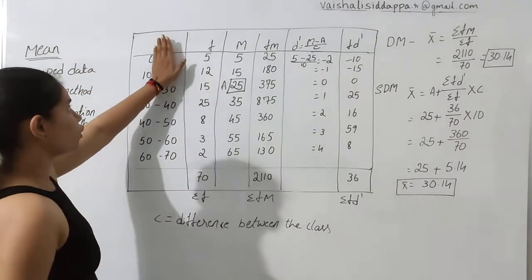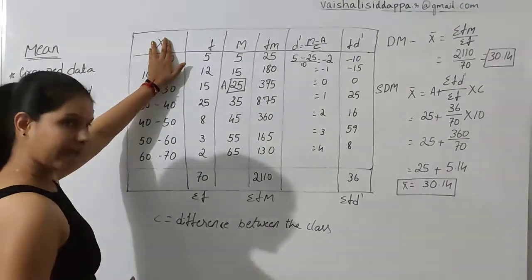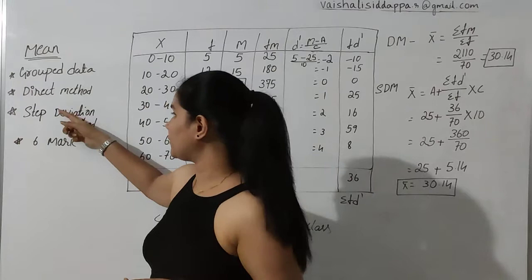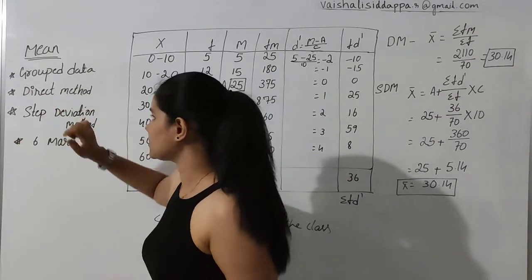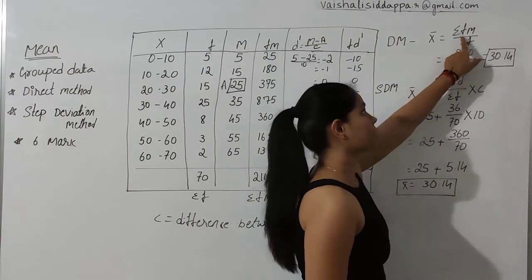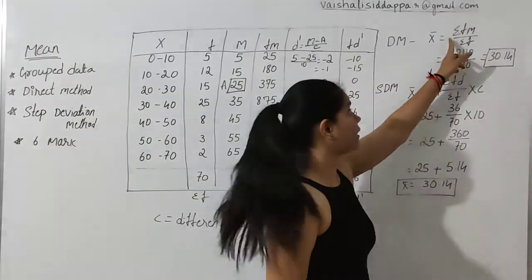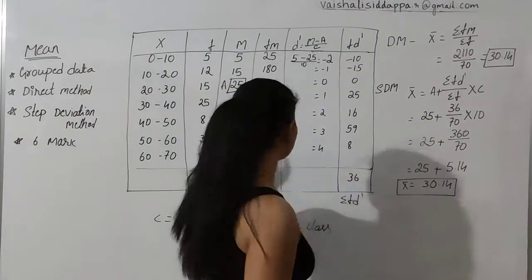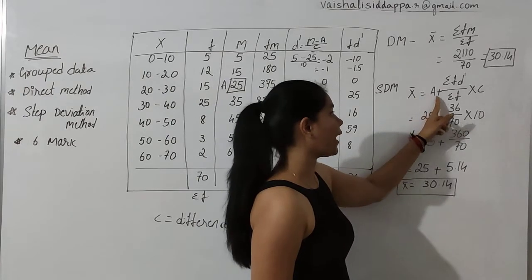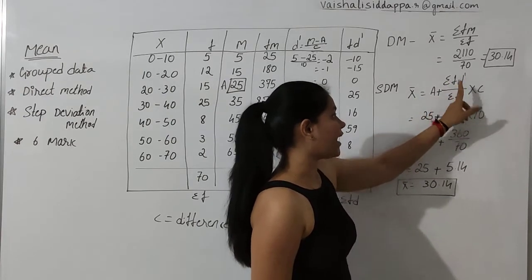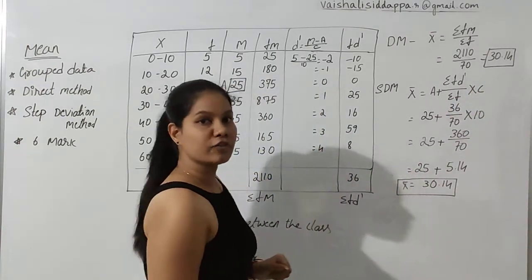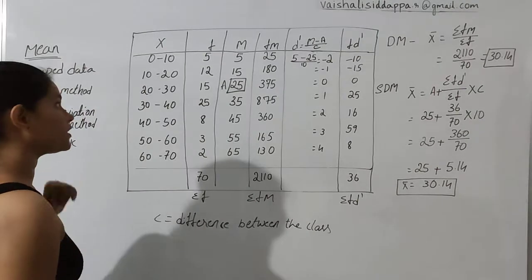So when you write x, which is the mean, and the frequency, first of all, please note down the formula of the direct method and the step deviation method. The direct method formula is x bar is equal to sigma fm by sigma f. On the other side, for the step deviation method, the formula is x bar is equal to a plus sigma fd dash divided by sigma f into c. So this is the formula for the step deviation method. So let's go with it now.